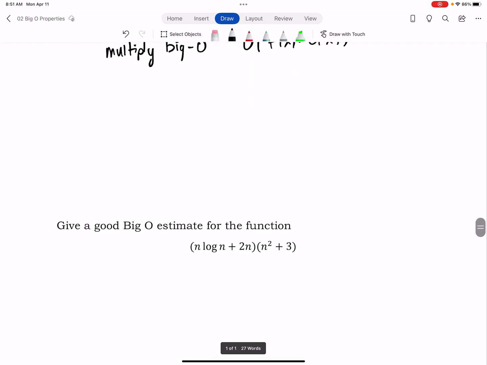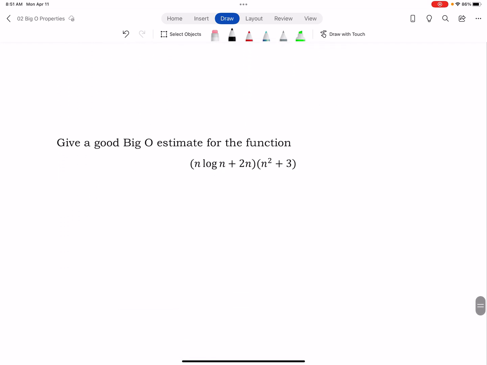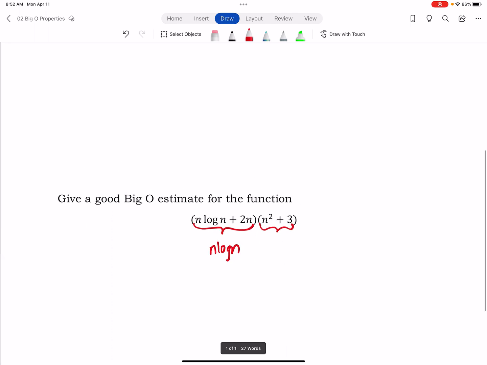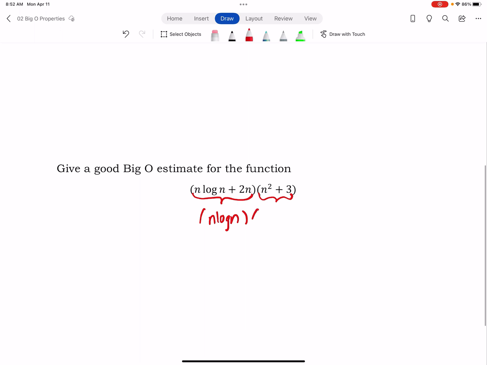So how can we use that? Here's a function: n log n plus 2n, times n squared plus 3. If I want to find big O of this function, I'm going to find big O of each piece first. N log n is a little bit bigger than 2n, so n log n is going to be the first one. And then n squared is definitely bigger than that 3.